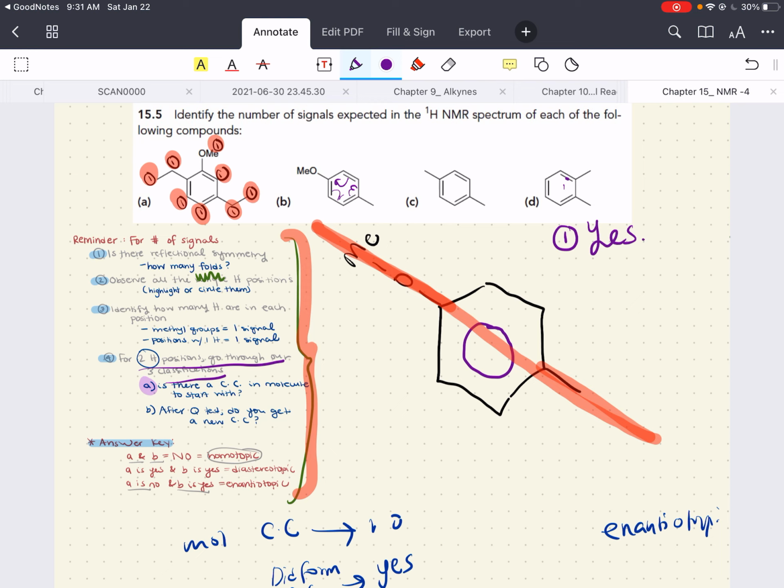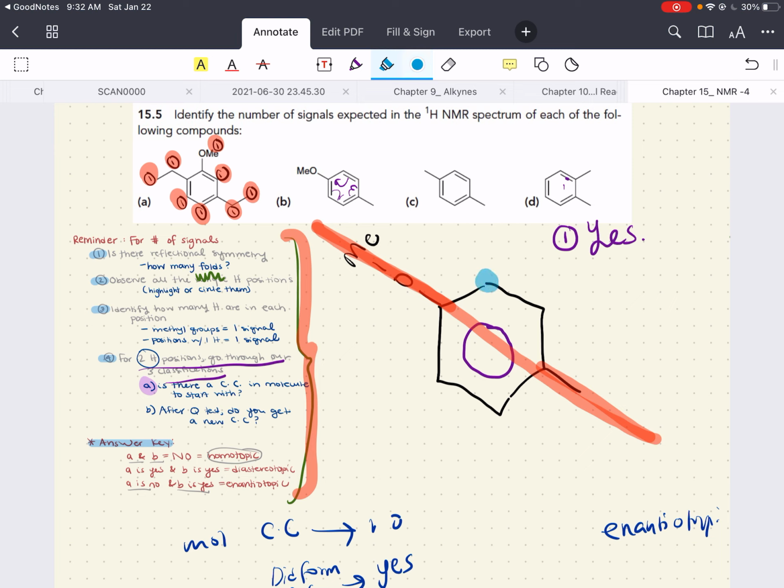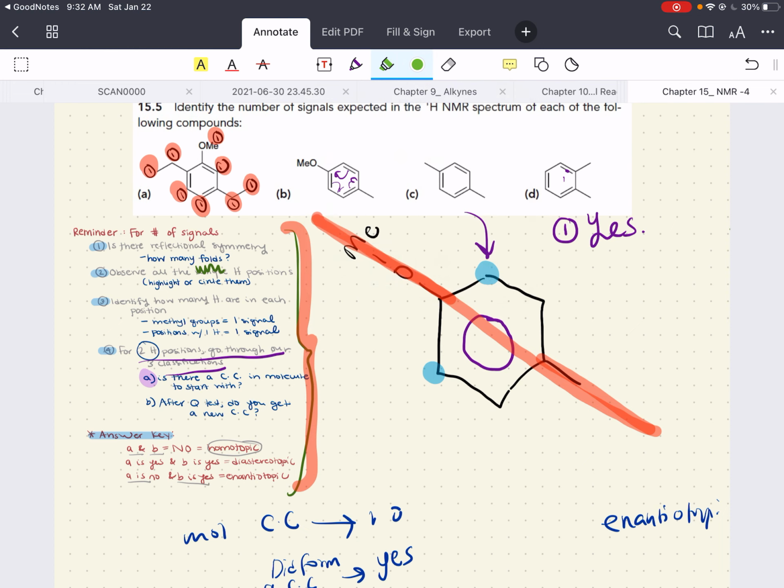Now, what does that mean for us? What that means for us is that this site is chemically equivalent to this one, so we're only going to count or look at one of them, not both. And it means that this site is equivalent to this site. So we're only going to look at one of them, not both.